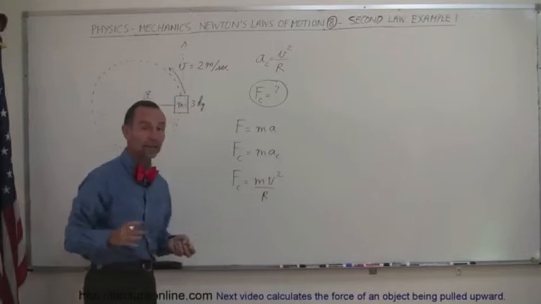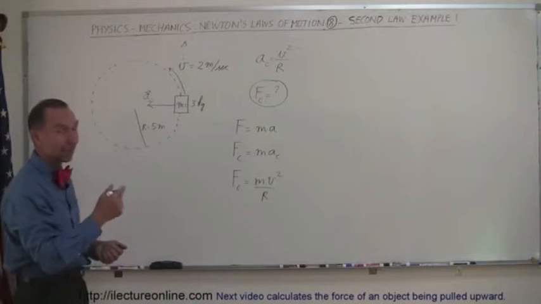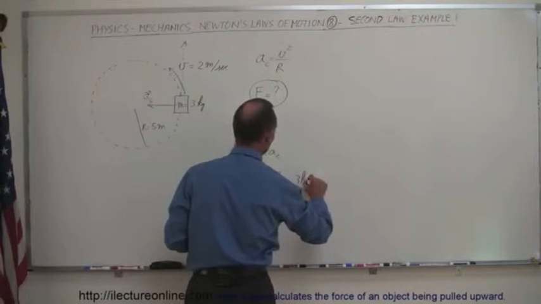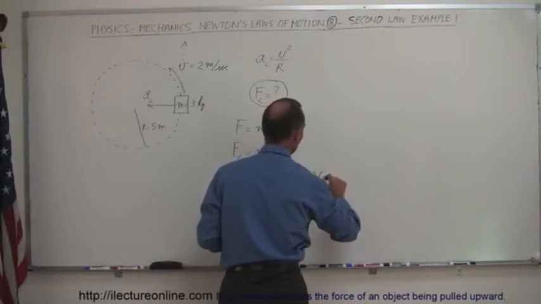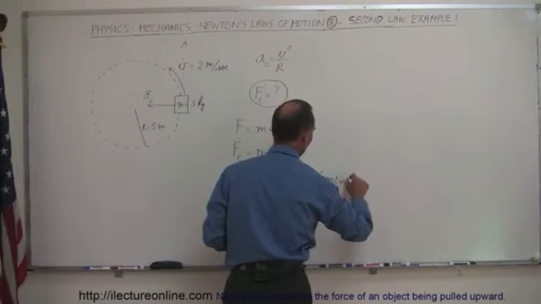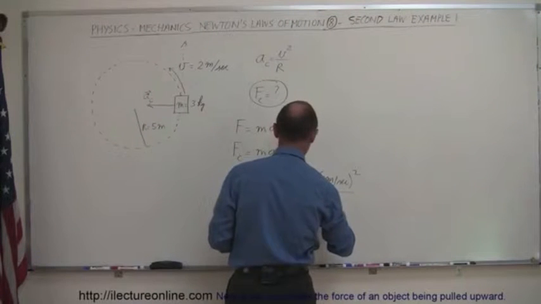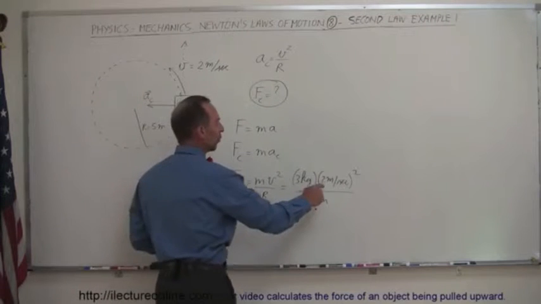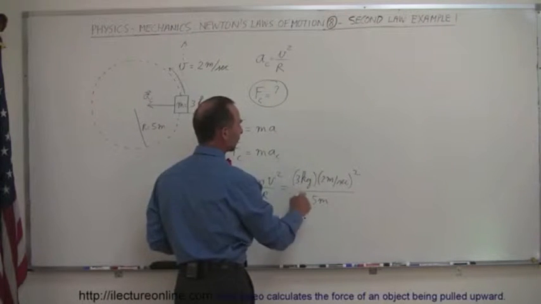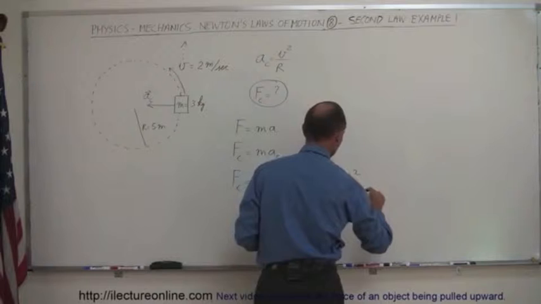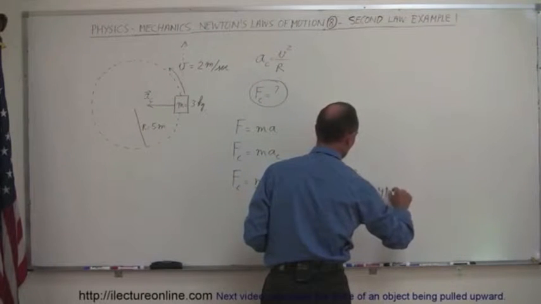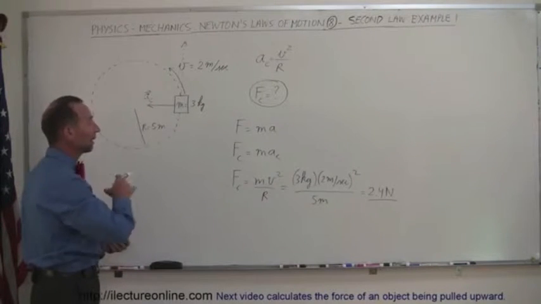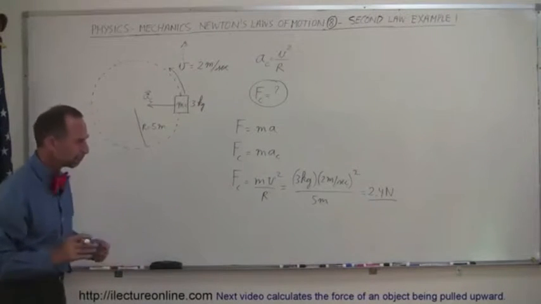So all we have to do now is plug in the mass, the radius, and the velocity, and we find out what the force is. So in this case, we have a mass of 3 kilograms, a velocity of 2 meters per second. We have to square that, and we divide that by the radius of 5 meters. So 2 squared is 4, 4 times 3 is 12, divided by 5 is 2.4, so it would be 2.4 newtons. And that would be the force required to keep the object going around in a circular path.